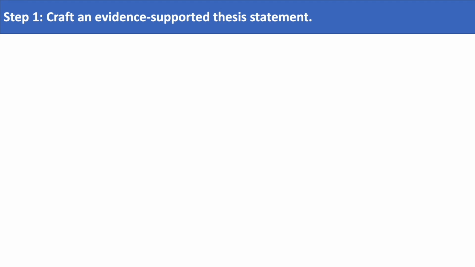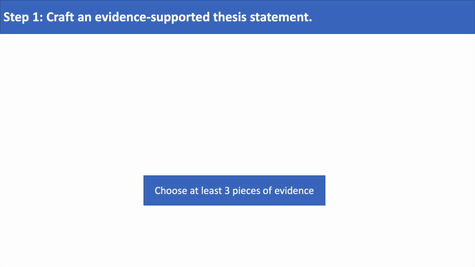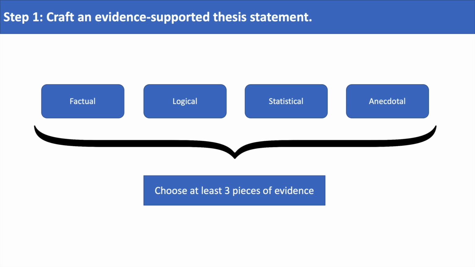Once you have your thesis statement, you must start gathering evidence to support your thesis. You should have at least 3 pieces of evidence that each make a different point in support of your thesis statement. Your evidence can fall into several categories. It can be factual, logical, statistical, or anecdotal. No category of evidence is better than the other, but you should choose whatever type best supports your specific argument.